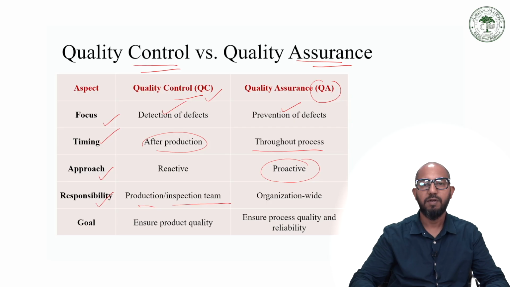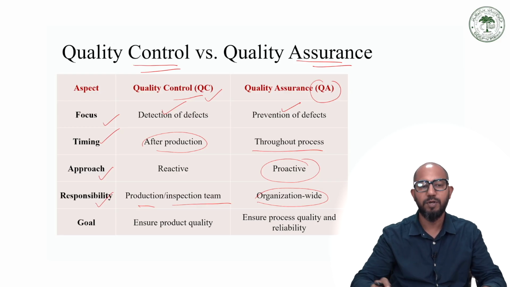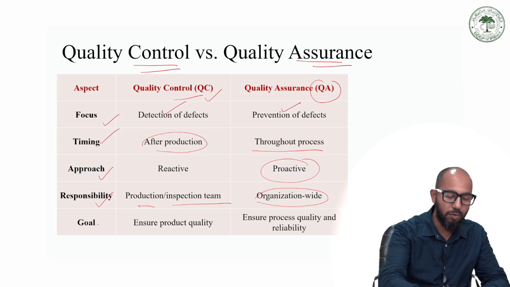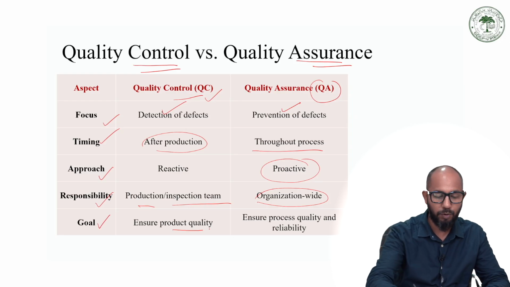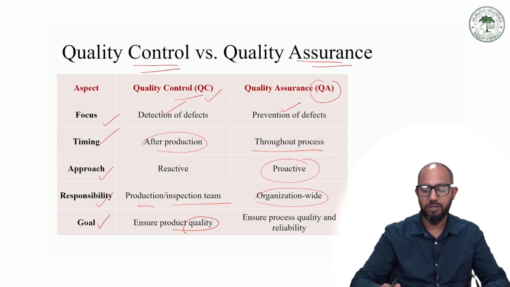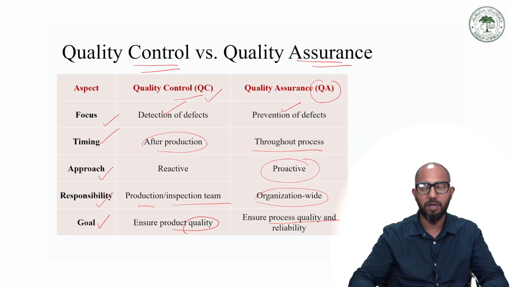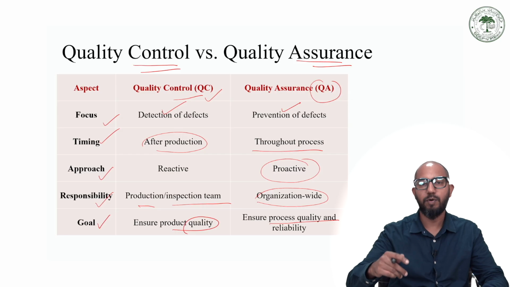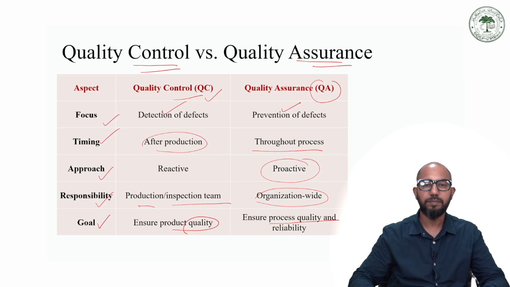On the other hand, with respect to quality assurance, it is organization wide, that the quality assurance responsibility is dispersed. With respect to goal or the objective, the goal of quality control is to ensure product quality. On the other hand, the goal of quality assurance is to ensure process quality and reliability of the product, which means the repeated product should be consistent in its quality.